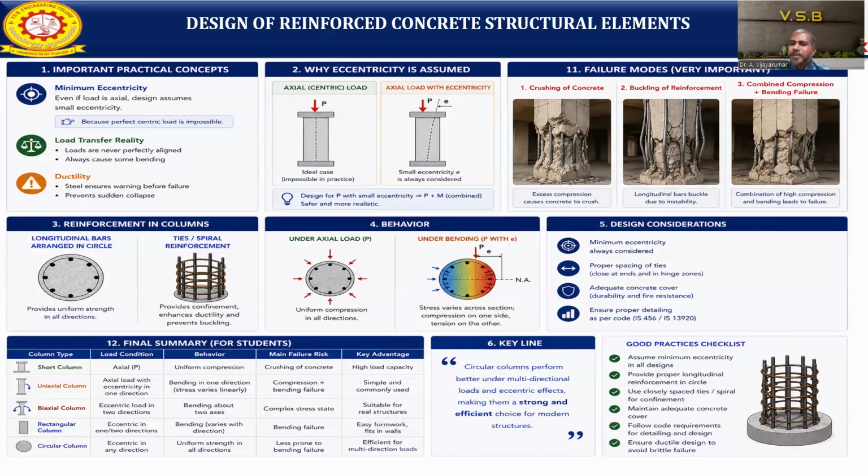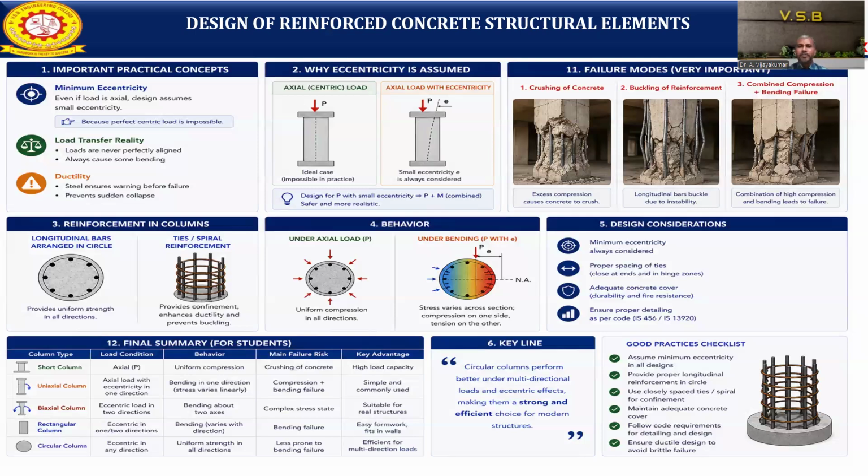We need to check whether the minimum eccentricity is provided for the design of the columns. Then provide the proper longitudinal reinforcement in the circular column. Use closely spaced ties and spiral confinement. Then maintain adequate concrete cover and follow the code requirements as per SP 16 charts and IS 456 for detailing the reinforcement of the column, to ensure a ductile design and avoid brittle failure.